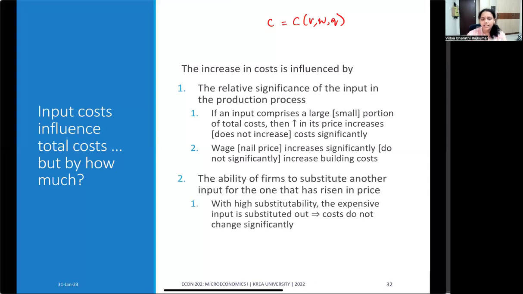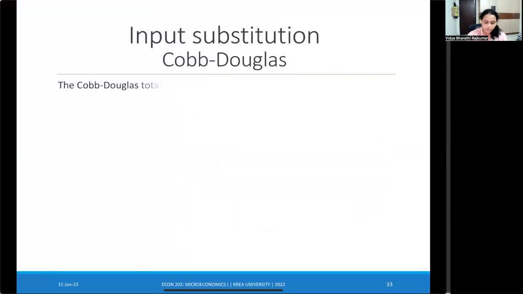The second is, if one of the inputs becomes more expensive, how substitutable is that input with another input? If a particular input becomes very expensive, but you have other substitutes available to you, then you could swap the costlier input for the cheaper one relatively easily. Whereas if the level of substitutability is not that high, then we're stuck with the more expensive input, and that's going to affect costs in a different manner. So this is primarily how change in input costs will affect our total costs.